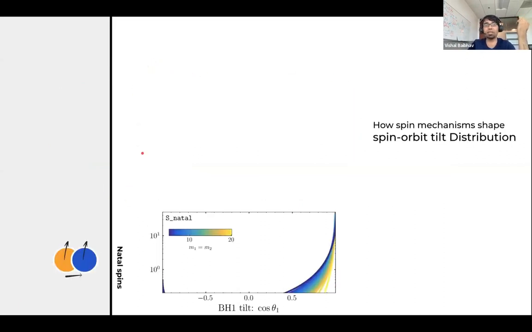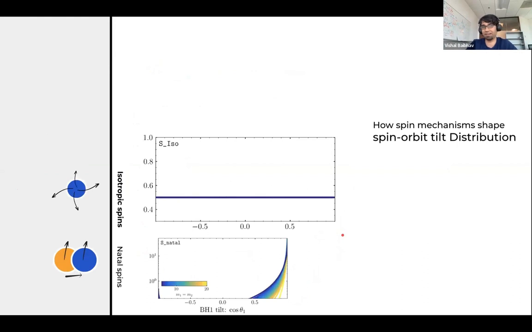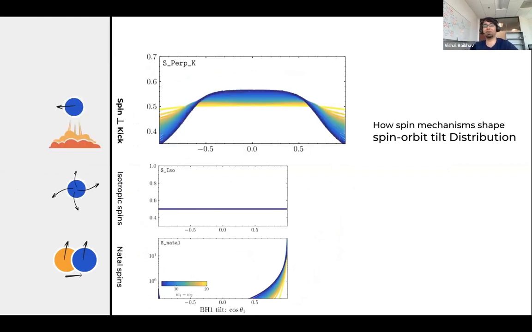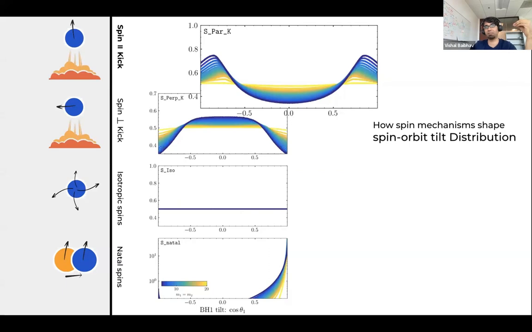Next, look at what the tilt distribution is going to be like. Of course, if black holes get their spins from their parents, they should be aligned to a good degree. If it's isotropic, it should be a flat line. If you have spins perpendicular to the kick, like we discussed earlier, they tend to disfavor more aligned and anti-aligned binaries. And finally, if you have spins parallel to the kicks, you start disfavoring in-plane spins.